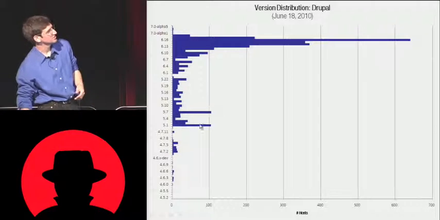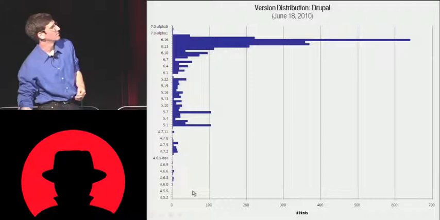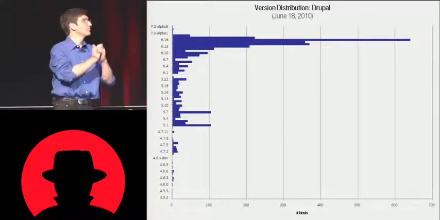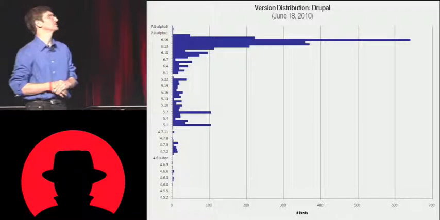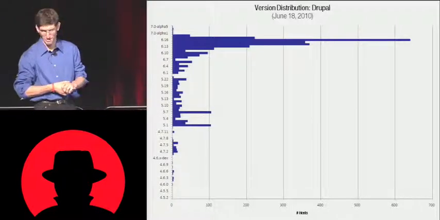Also notice a couple of these little spikes. They will also show up a lot, and we'll discuss why that is. So here's the distribution of people running Drupal. You can see most are in the 6.14, 6.15, 6.13 range.